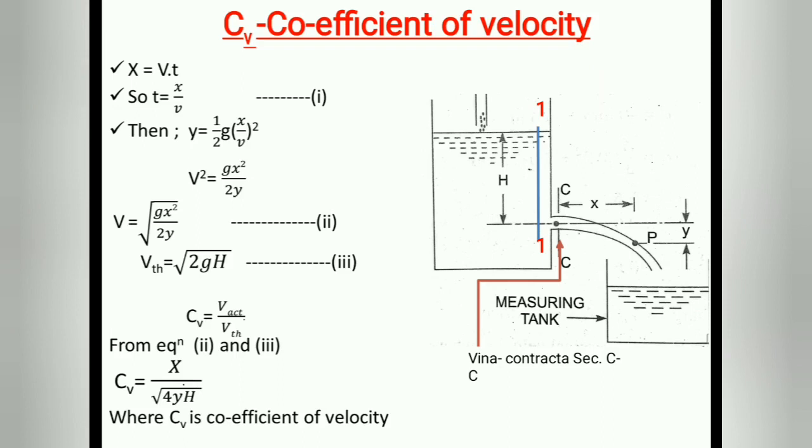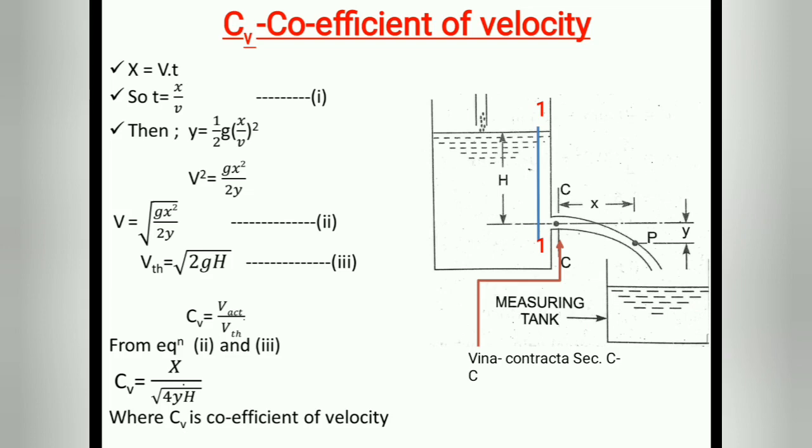Now from the first equation, x is equal to vt, we can get the value of the time t as x by v, and put the x by v in the second equation, y is equal to half of gt square, and we get that y is equal to half of g x square upon v square. Now simplifying this equation, we can get v is equal to under root gx square by 2y. This is the value of actual velocity.